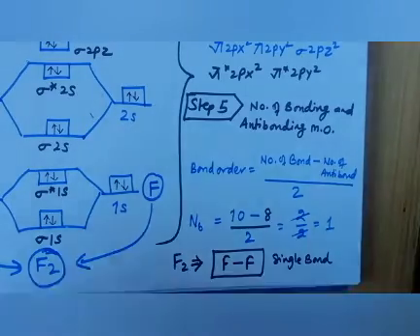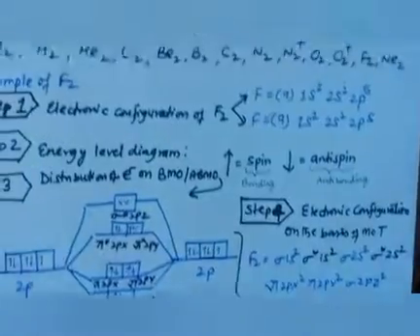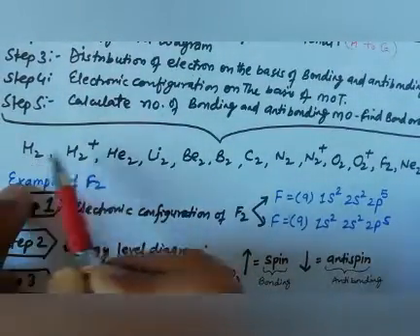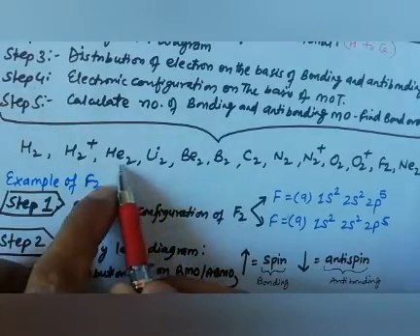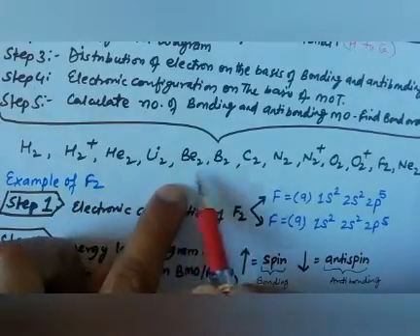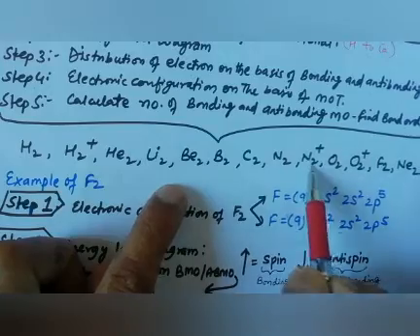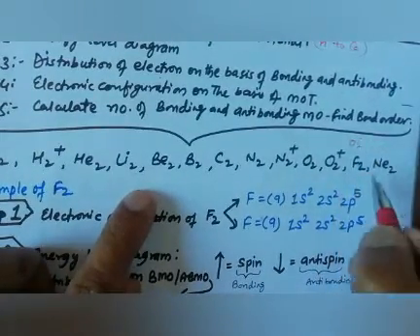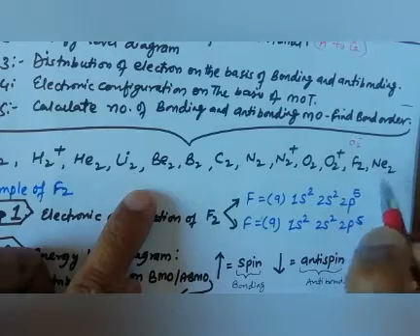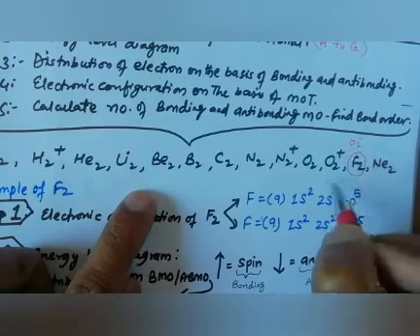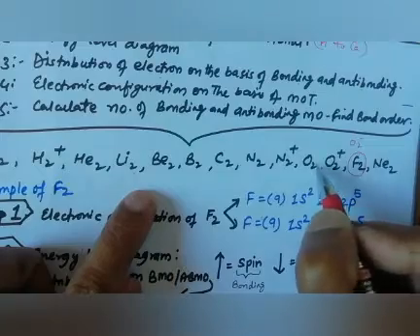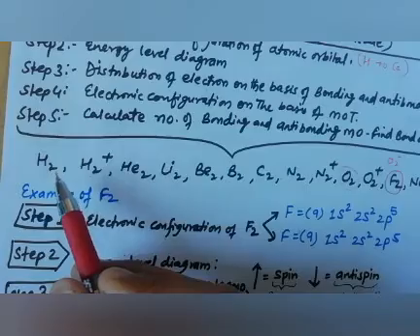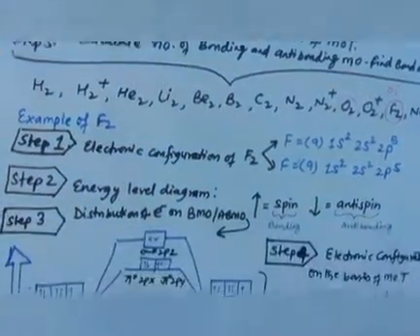So let's start first with the very simple molecules. In this chapter we have the hydrogen molecule, H2 positive, helium molecule, lithium molecule, beryllium, boron, carbon, nitrogen positive ion, oxygen 2 positive ion, oxygen 2 negative is also there, fluorine and neon. But basically in this video I am going to tell you F2, and in the previous video I told you O2 and H2. So let's start today with the help of F2.